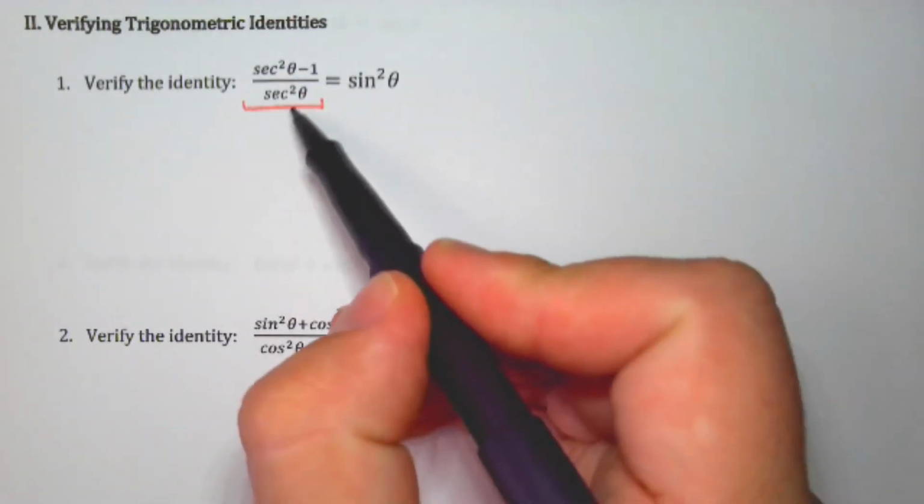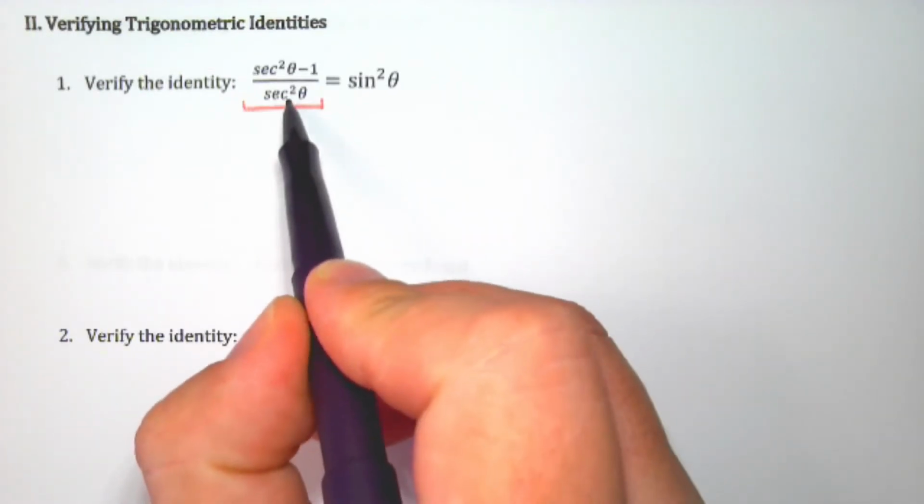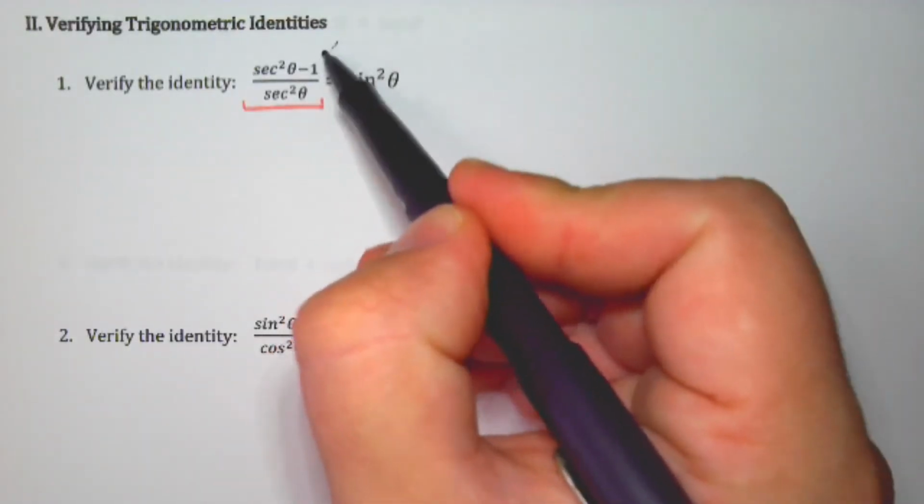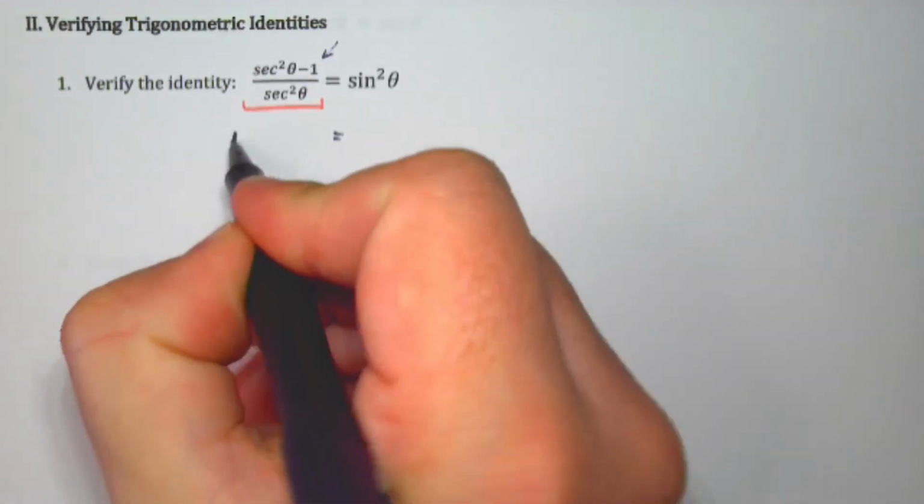Well, before anything else, I do see it's a secant squared down below. We could change that to a cosine squared and bring it up. However, like I already said on that first page, I'm starting to recognize a Pythagorean identity right off the bat. So I see that secant squared theta minus 1, but that's a Pythagorean identity for us. That just gives us tangent squared theta.